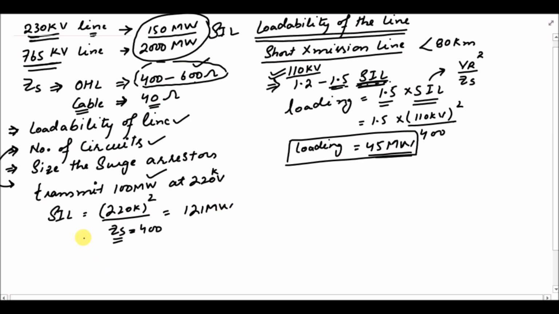But if the loading is greater than 121 megawatt for this case, then what will happen? Then you have to use more than one circuit. So it should be a double circuit line if the loading is, for example, 150 megawatt at 220 kilovolt, right? In the earlier case, you will use a single circuit.